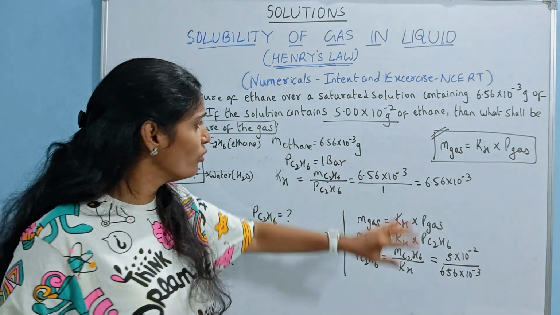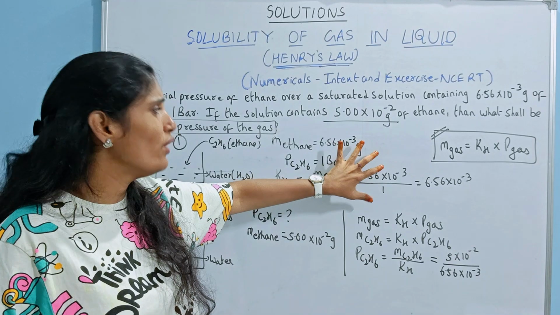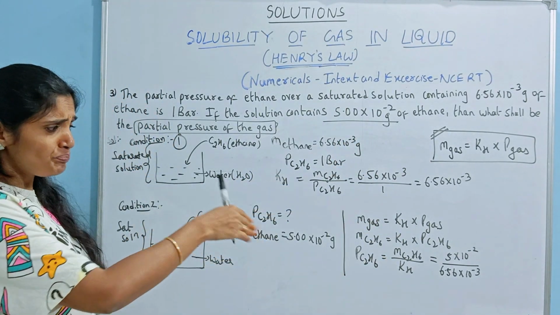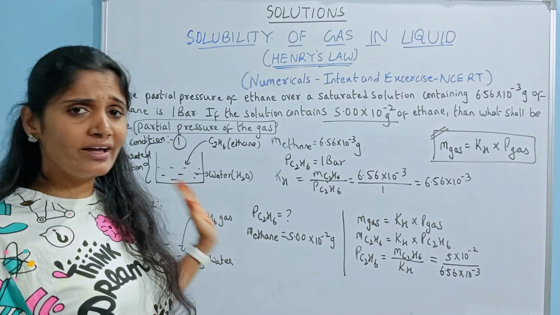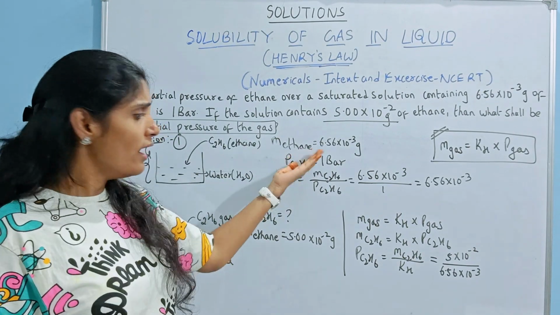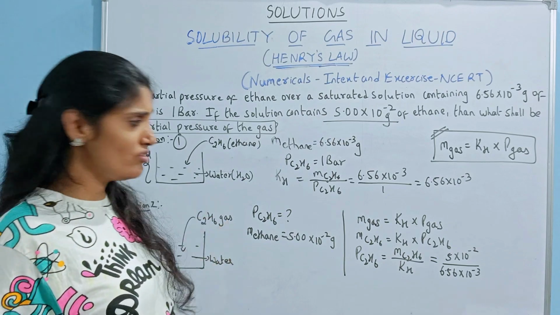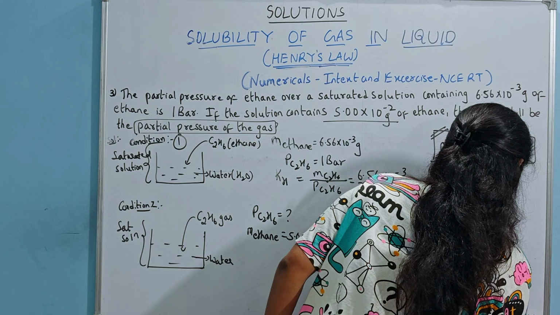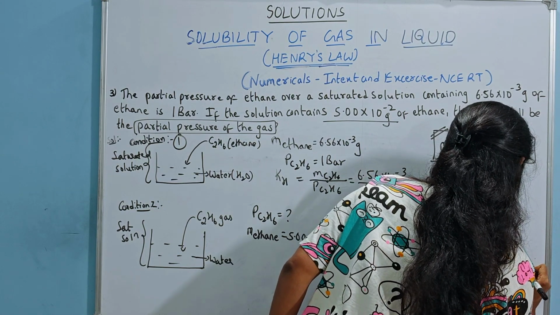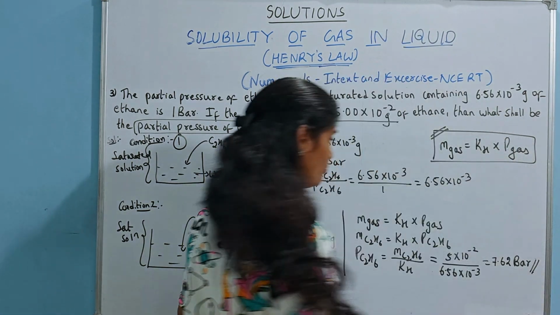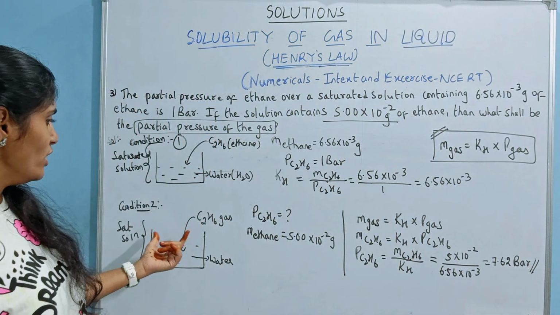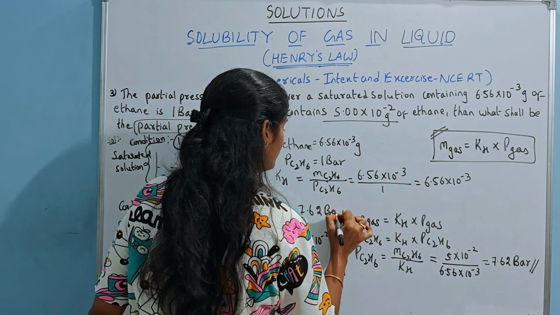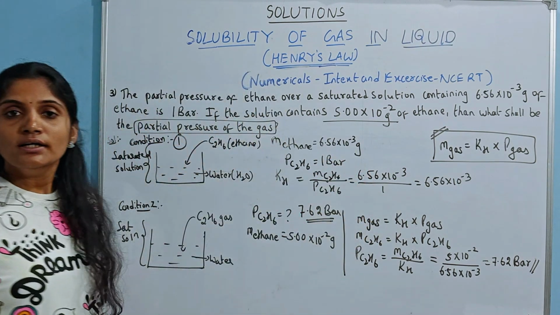Clear till here? This data has been given to find out Henry's constant and use it for the next calculation. Because the gas is the same and there is no temperature change, I have used Henry's law because the gas is still ethane. Now if you calculate this, the answer will come out to be 7.62 bar. So in this case, the pressure of ethane gas is 7.62 bar. Clear?